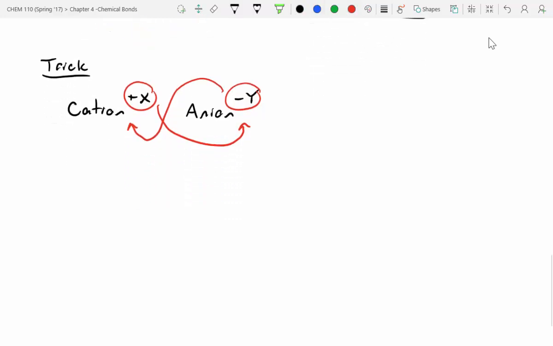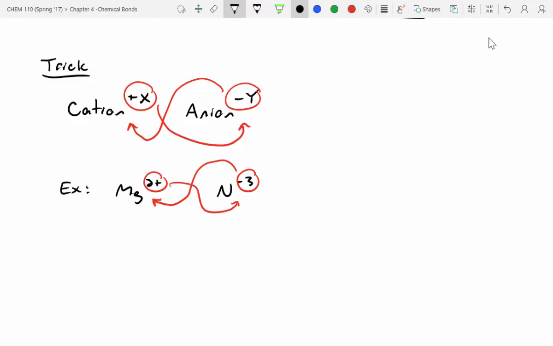So the example we had just covered was with magnesium. And we said magnesium, because it's in group 2A, always has a charge of positive 2. Nitrogen, because it's in group 5A, always has a charge of negative 3. I'm going to take this 3, scoot it down here, and this 2, scoot it down here, which means that we're forming Mg3N2. That way you don't have to go through the hassle of drawing out all of your individual atoms. Does that make sense?